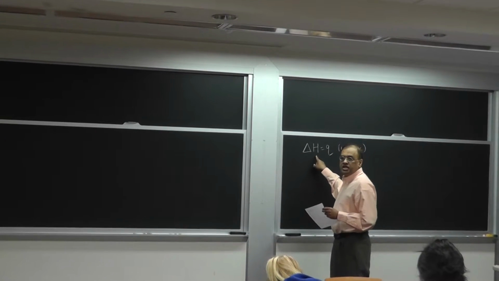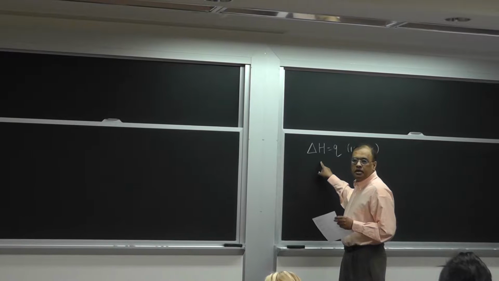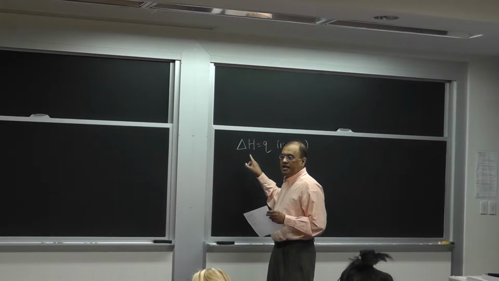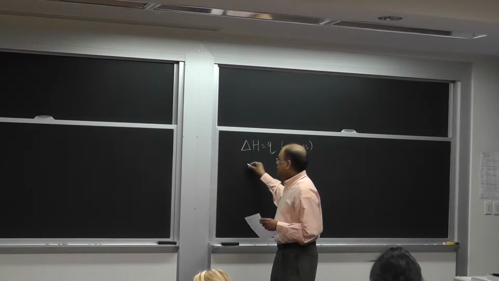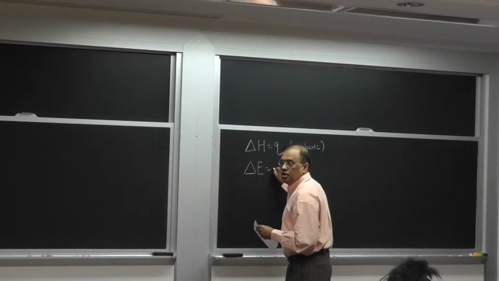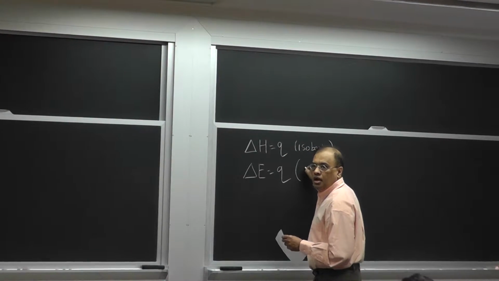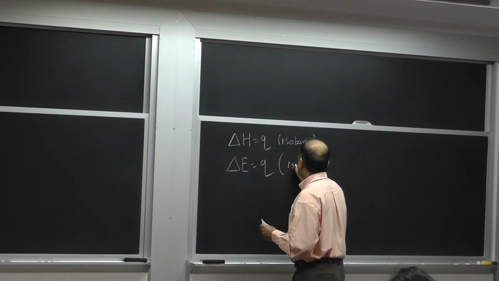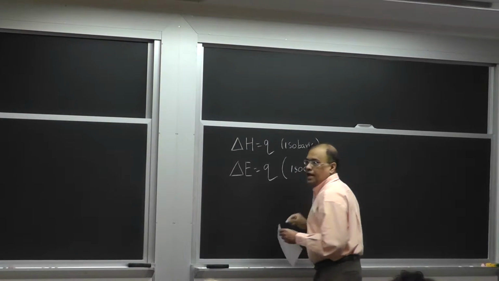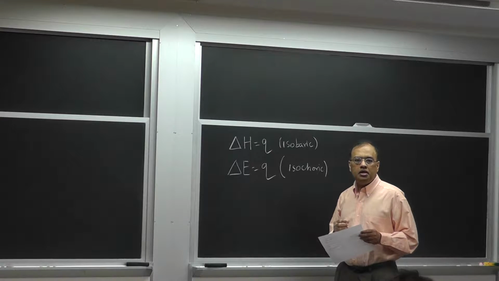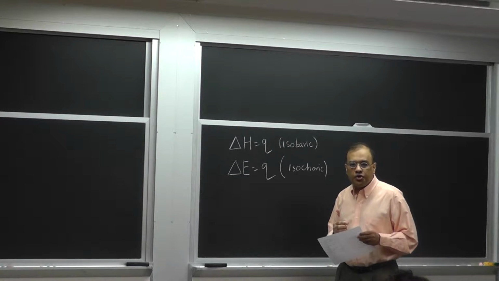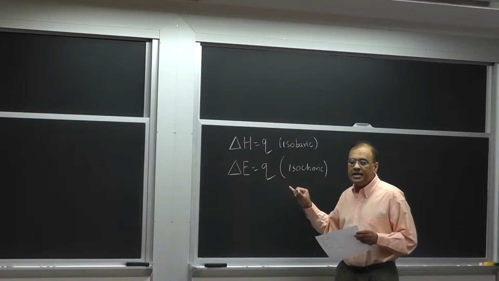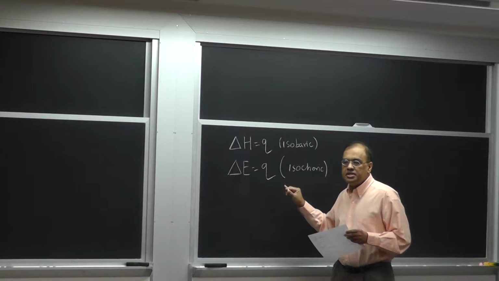What's the other equation, the equivalent equation to this? Instead of delta H, it's delta E. Delta E is equal to Q, isochoric. And a bomb calorimeter is an example of an isochoric process. So what a bomb calorimeter measures directly is the change in the internal energy.